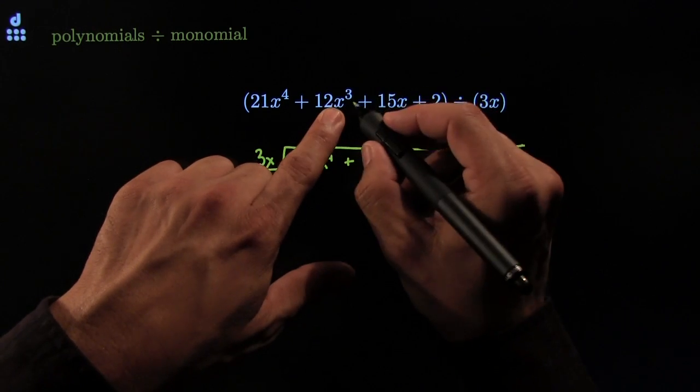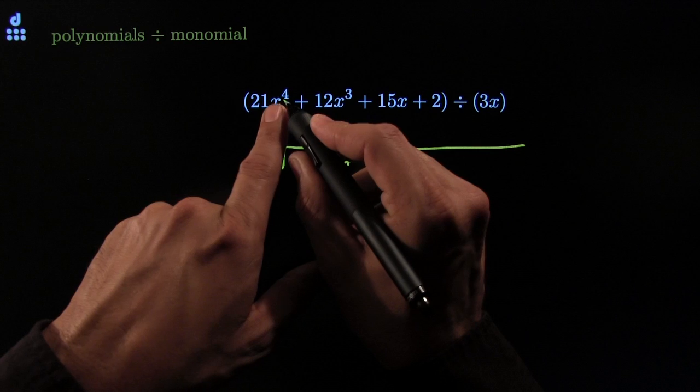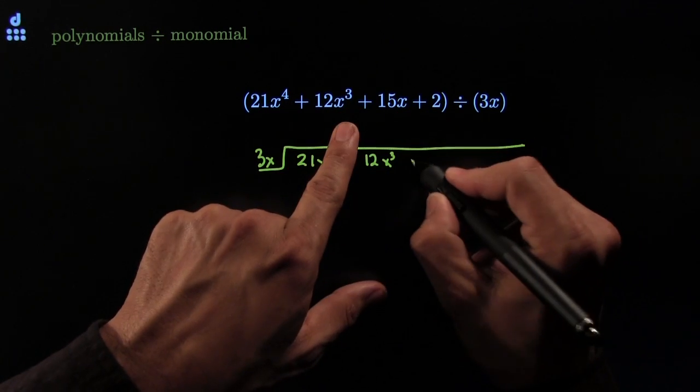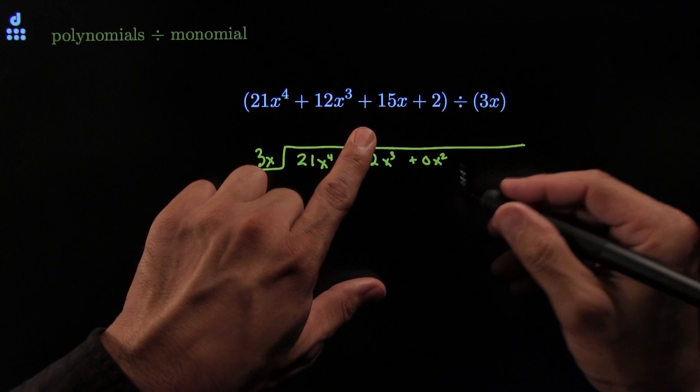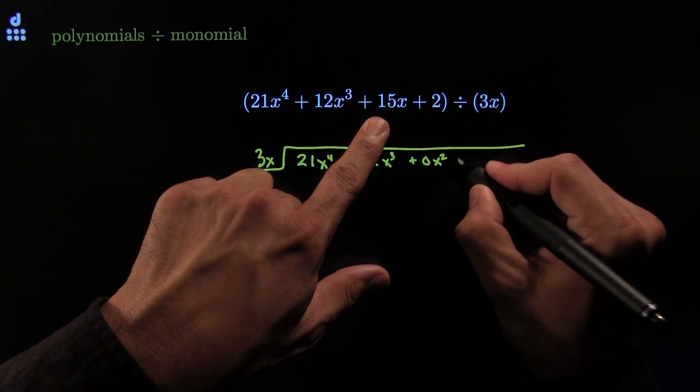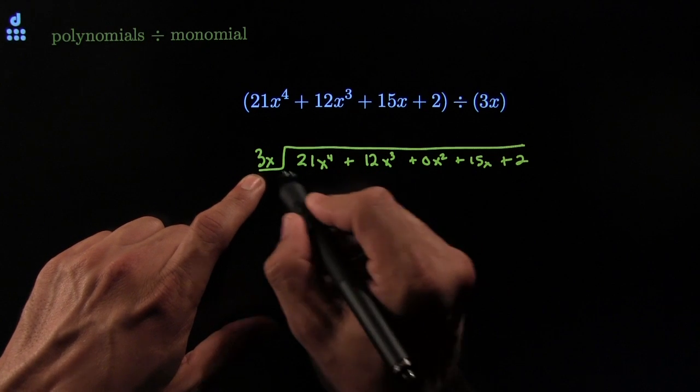Sometimes you may want to use placeholders. Sometimes they're useful. Like if I have, see, this is degree 4, degree 3, degree 1. The degree 0 is skipped in there, so sometimes it might be helpful just to keep things organized to put a placeholder 0x squared plus 15x plus 2. That's optional. And you focus on the leading terms.